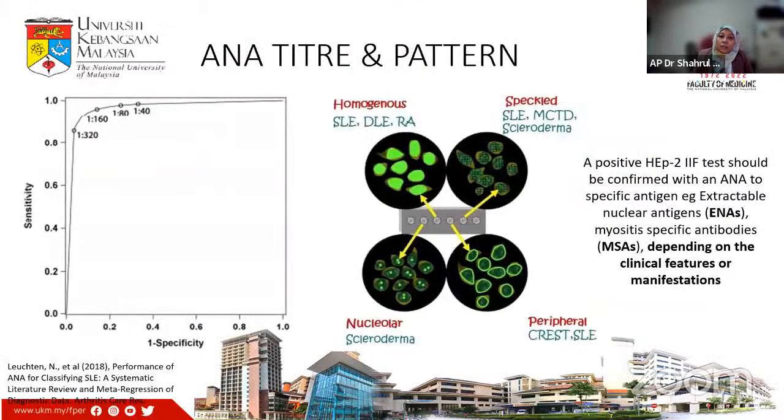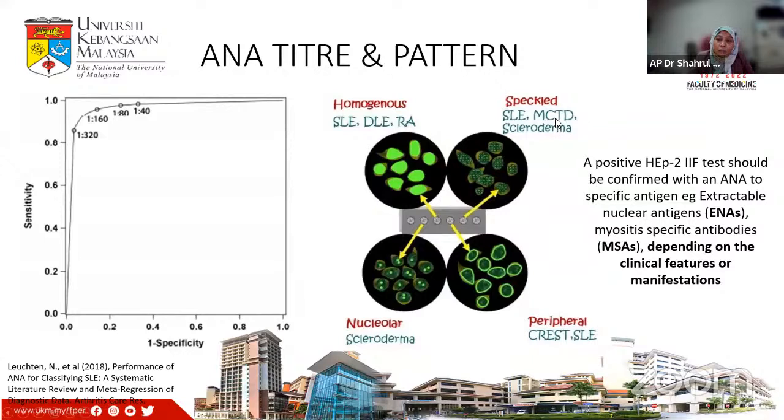After determining the ANA positivity, we usually are interested in looking at the titer as well as the pattern. The reason being, if you look at this graph, when the titer is lower, less than 320, the specificity becomes lower. But if it's higher, then it has more specificity in classifying, especially SLE. And what about the pattern?